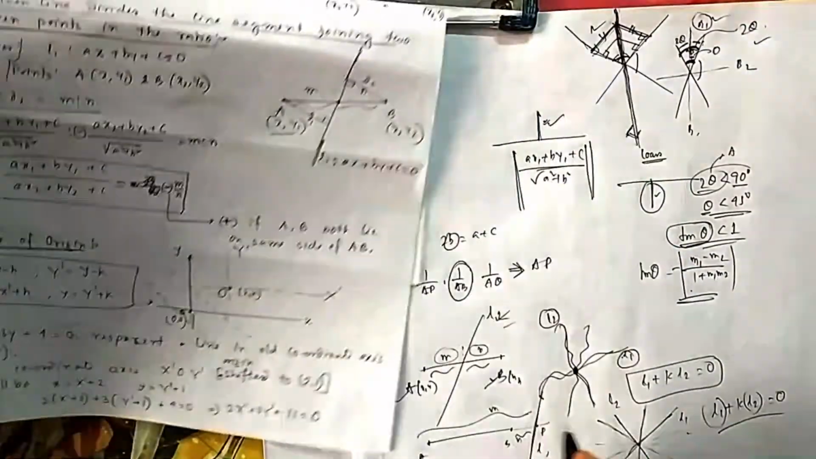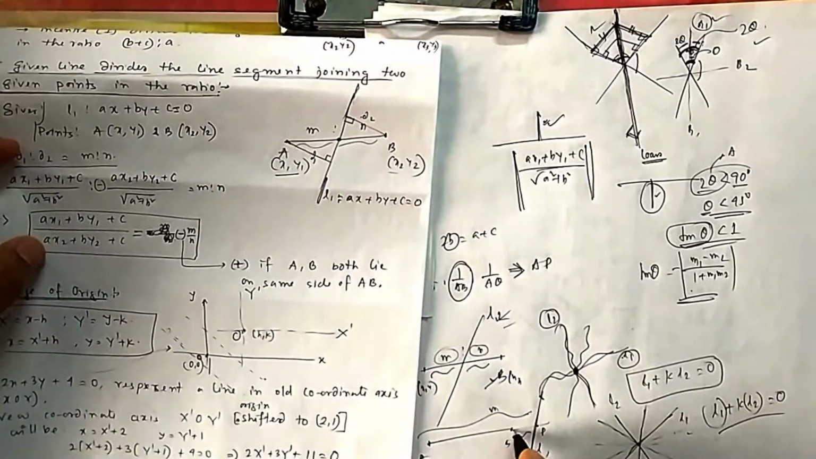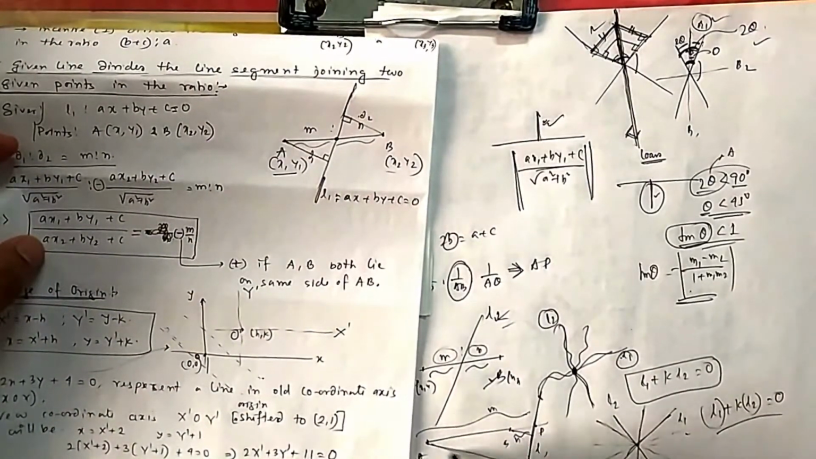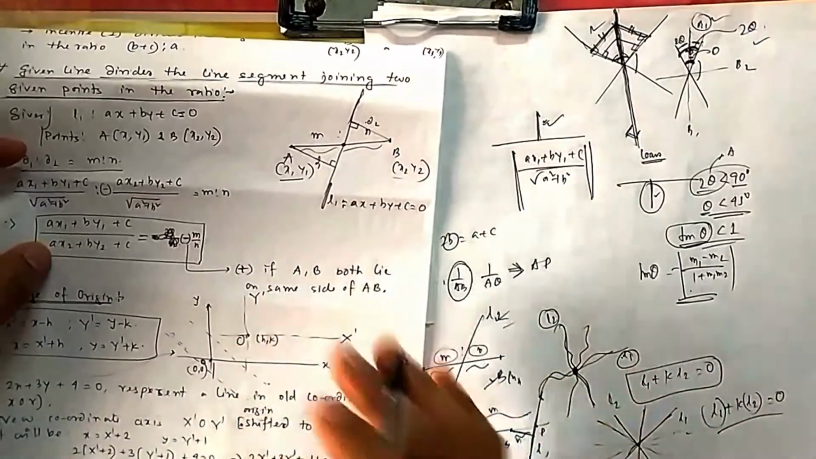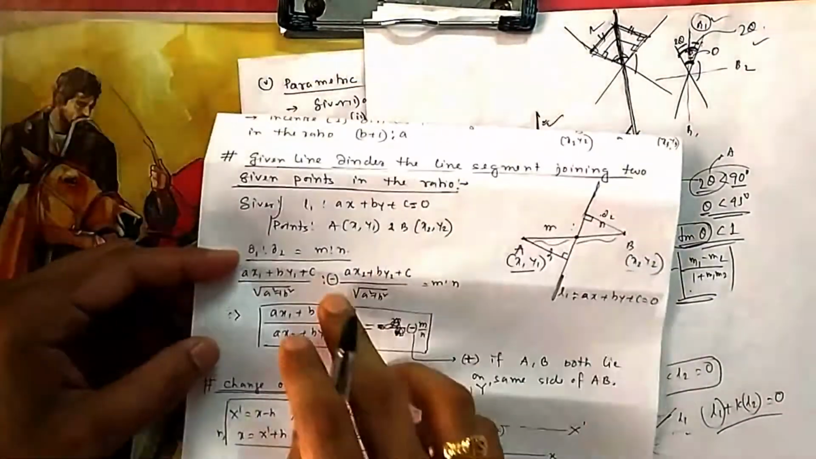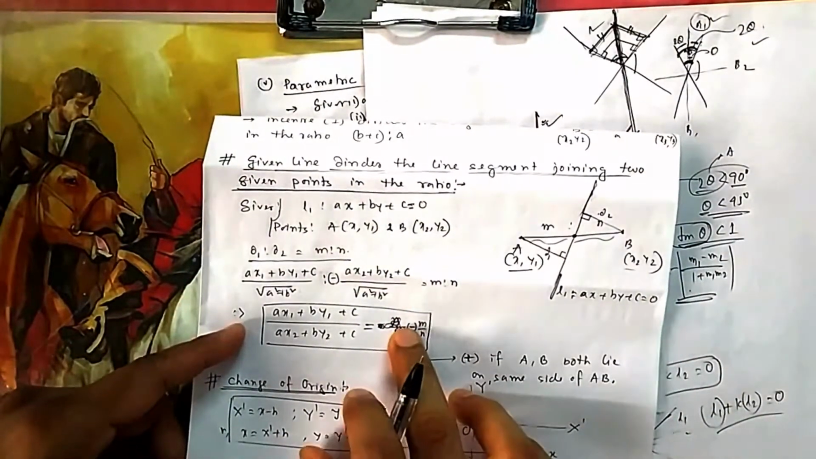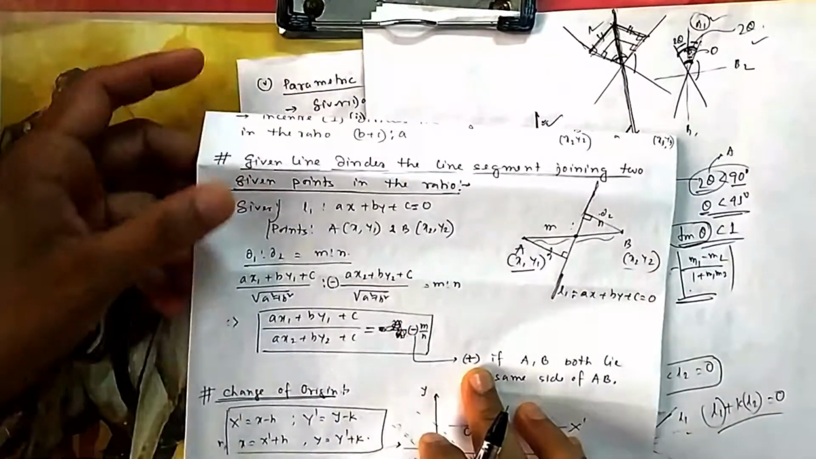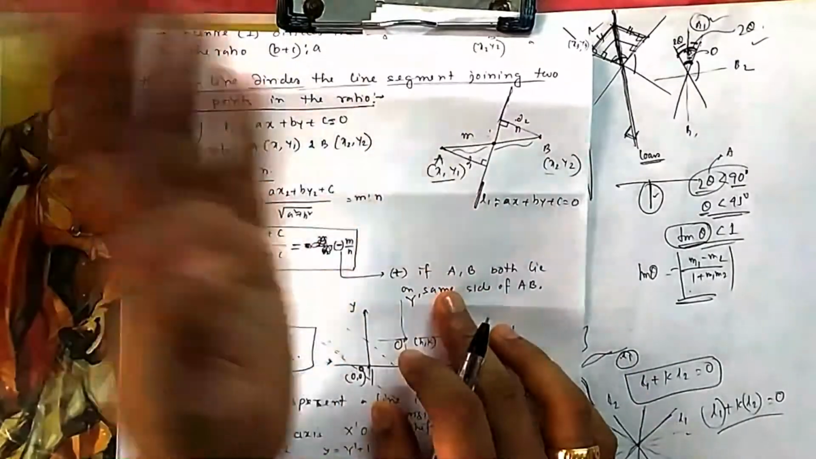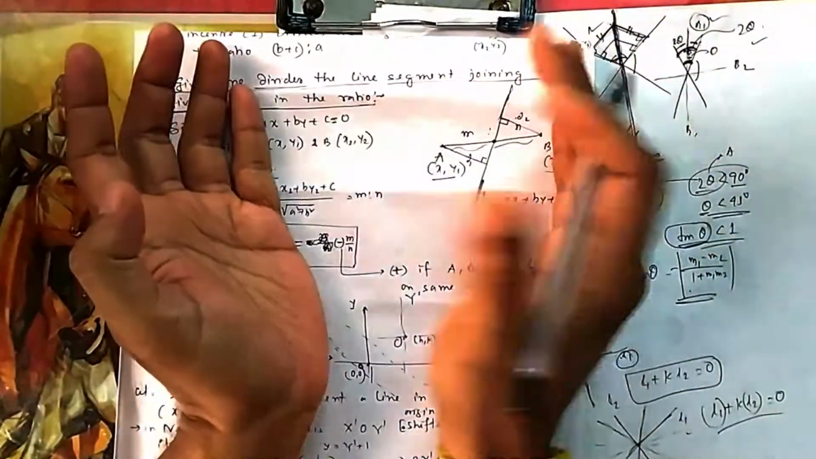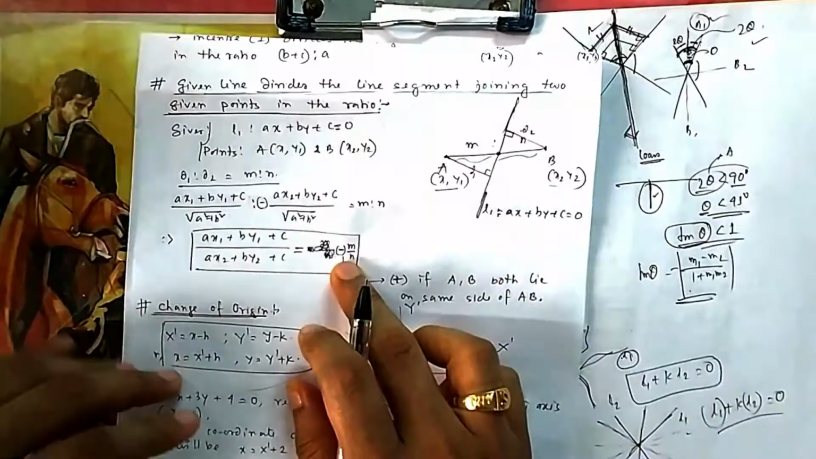In that case, it will be plus, because in that case if you draw perpendiculars, both will be on the same side. This perpendicular is also on the same side, this is also on the same side. So because they are on the same side, this minus will be gone, and instead of that minus, it will be plus. It is plus if A and B both lie on the same side. Here A is on this side, B is on this side, so in that case it is minus.